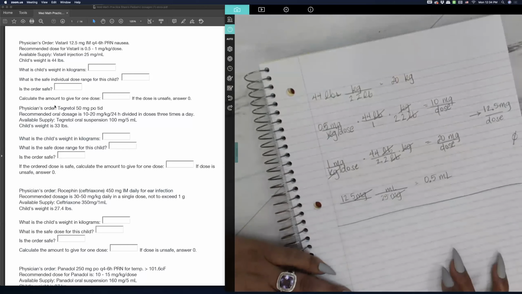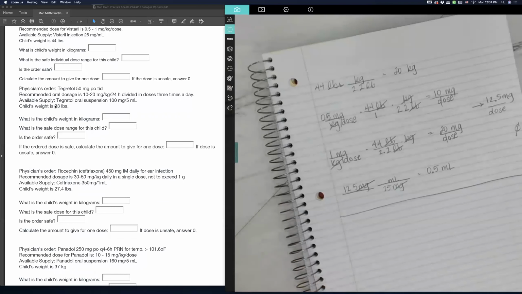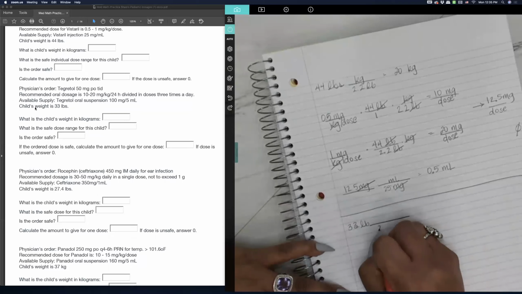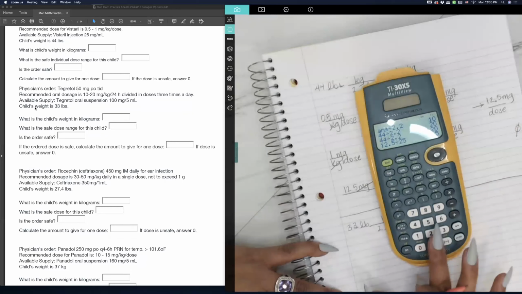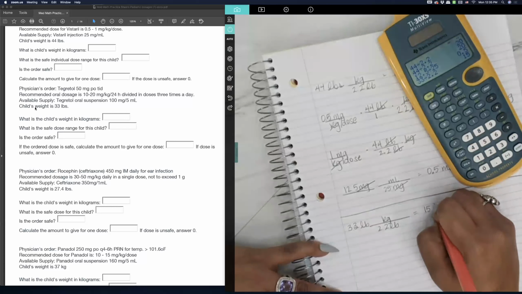Okay. Next problem. The physician's order is Tegretol 50 milligrams PO TID. Okay, the recommended oral dose is 10 to 20 milligrams per kilogram per 24 hours, divided in doses 3 times a day, and the child's weight is 33 pounds. So we're going to convert that first. So 33 divided by 2.2 is going to give us 15 kilograms.